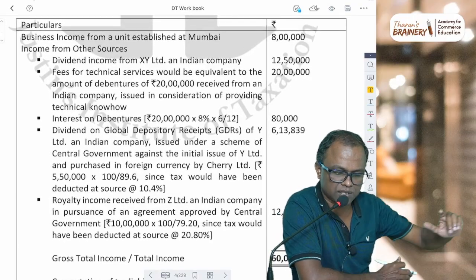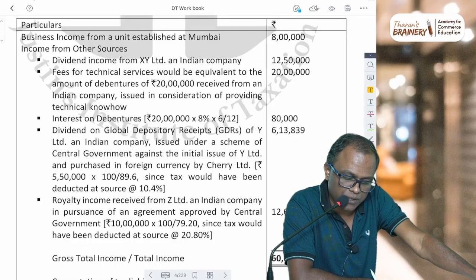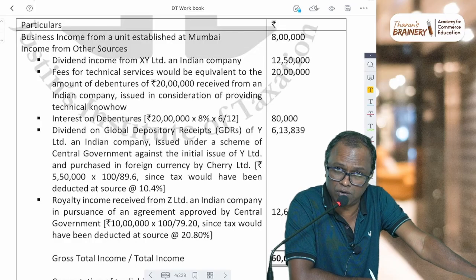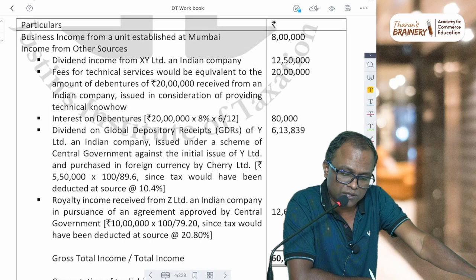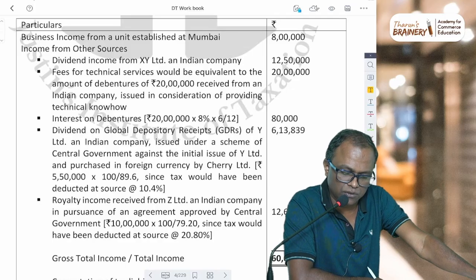Business income from a unit established in Mumbai, 8 lakhs. It is gross. Dividend income, they are using the word dividend income, so that we can directly take as gross, 12,50,000. Fees for technical service, it is assumed that no agreement is entered into. So that 20 lakhs should be taken. Remember, instead of getting fees, they are getting debentures of 20 lakhs. So that represents fees.